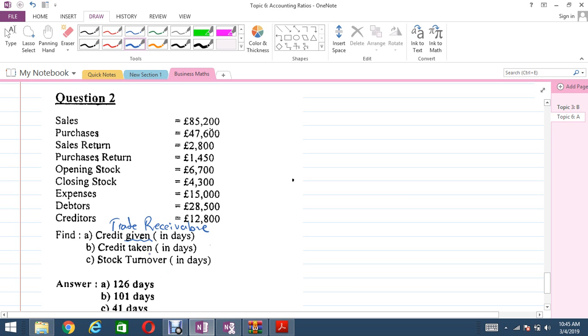Okay, can? And then credit taken, normally we take the credit from who? Trade payable, the supplier. Okay, the suppliers. Stock turnover has 2, but here they mention in days, correct? So you use the days formula. Stock turnover, the inventory turnover, days, or inventory days, whatever.